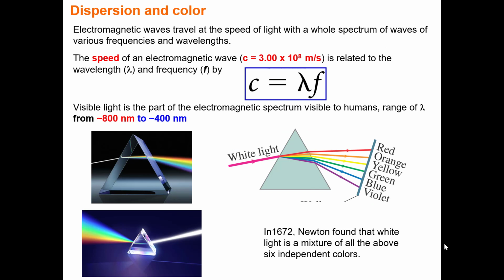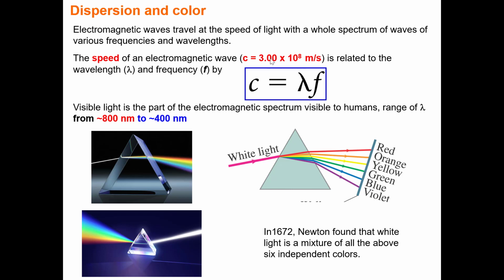We defined before that the electromagnetic spectrum is a set of waves with different wavelengths and different frequencies. But one important thing is that all these waves, from radio waves to gamma waves, travel at the speed of the light.